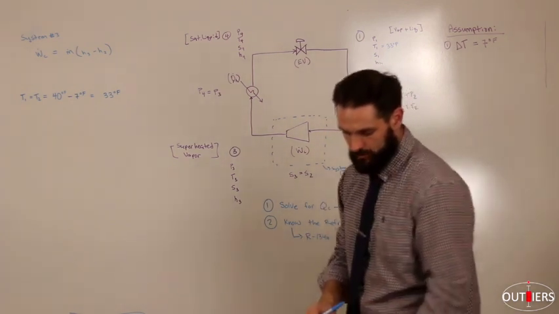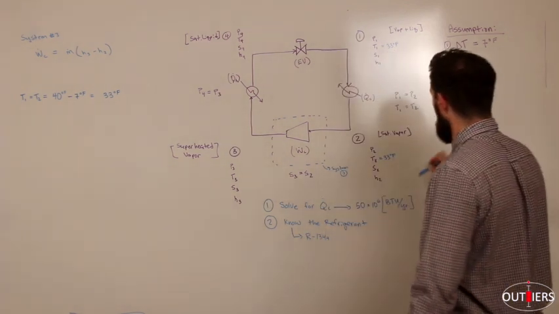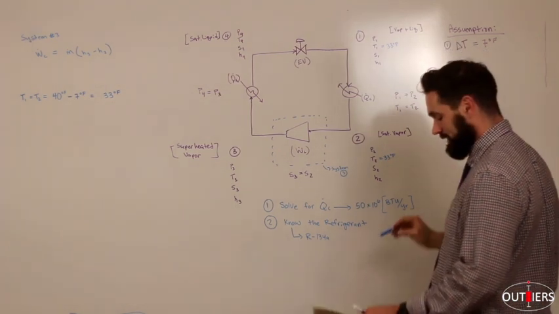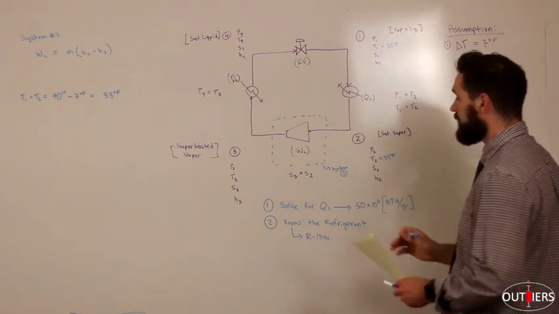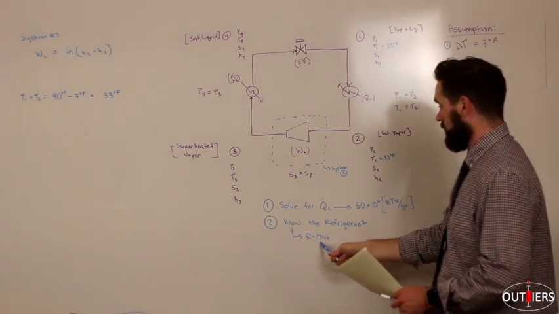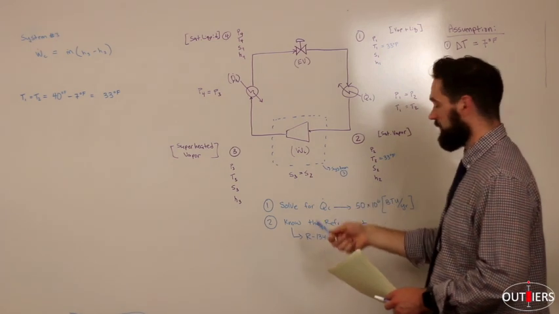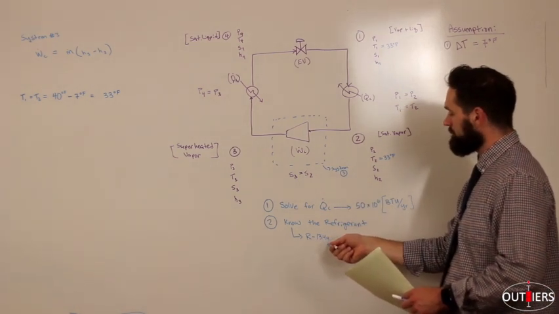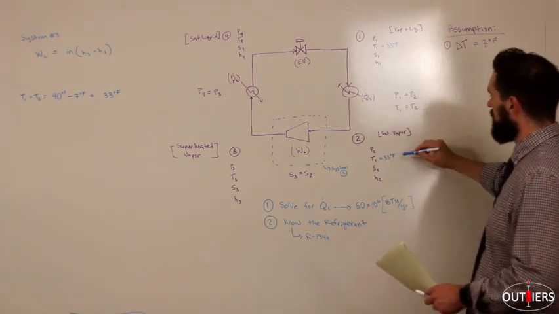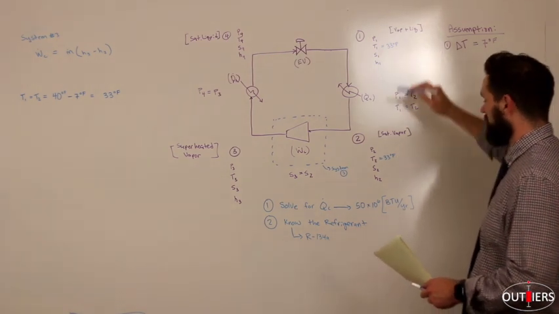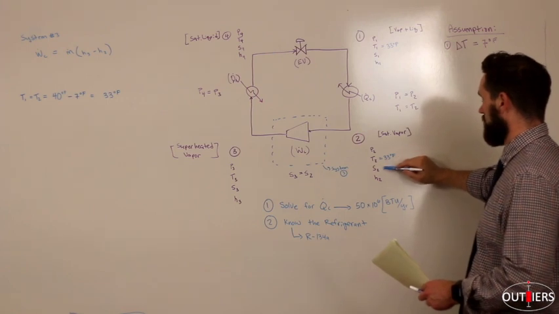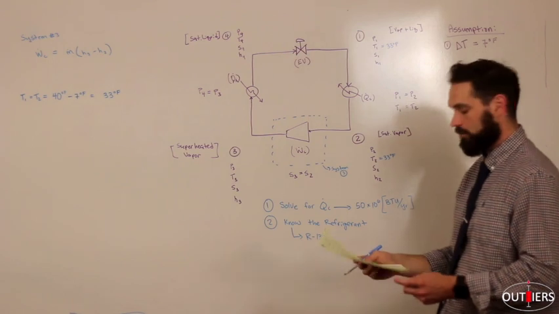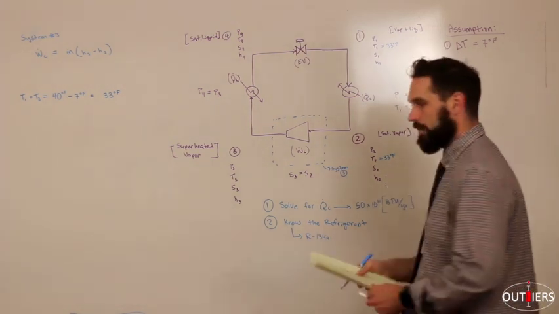Now remember what I told you, that once we constrain one of these state properties, we have the rest of them. So if we were to go look up R134A, if you look at the other video where I do this, and we put in a temperature, we have all the other values for pressure, entropy, and enthalpy. I'm just going to write those out, but you can look those up.